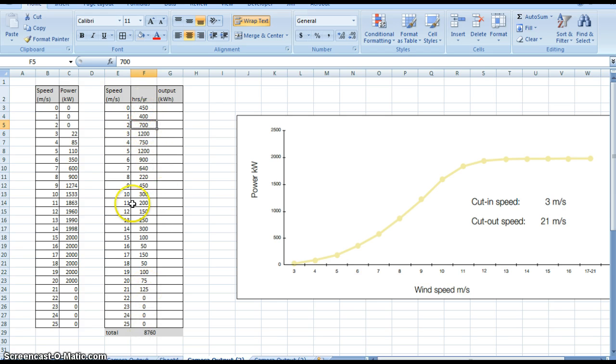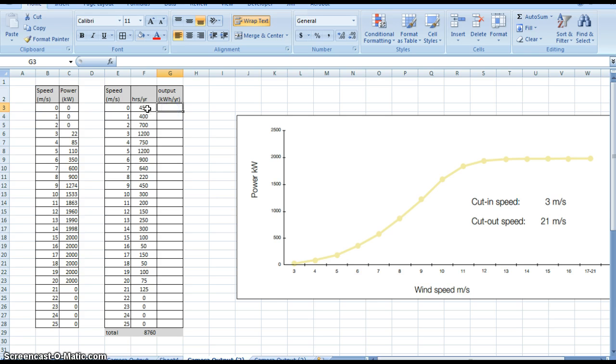And you can see, if you add all these up, they add up to 8760, which is the number of hours in a year. So if we want to determine the output in kilowatt hours of this turbine under these conditions, it's very straightforward. We simply take the kilowatts times the hours per year, and that will result in kilowatt hours per year. So it's really that easy.